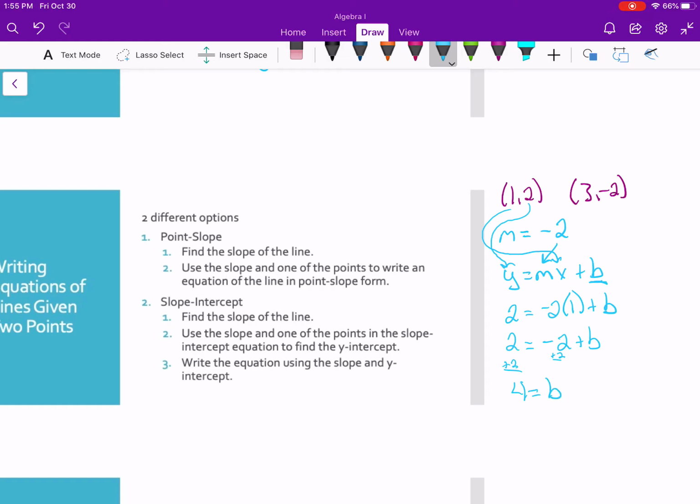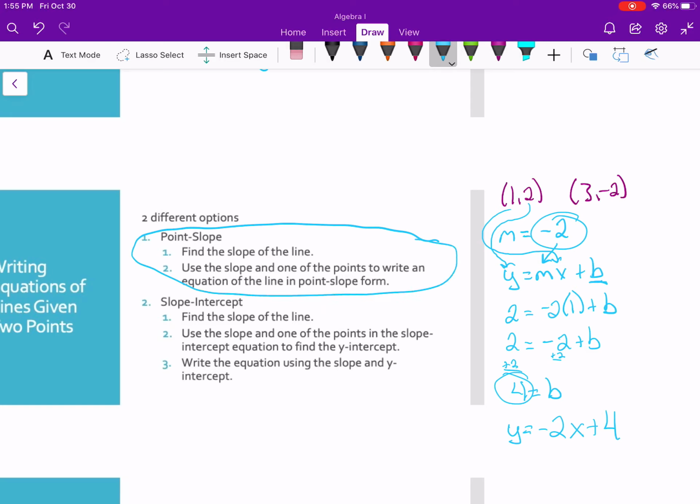Then we now have our slope, and we have a y-intercept, and we can just write y equals -2x plus 4. Like I said, I think the point slope option is less work, and I kind of like it more, but if you like the slope-intercept way, that's totally okay with me as well.